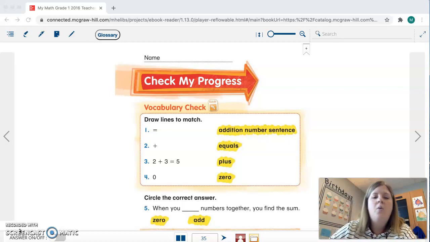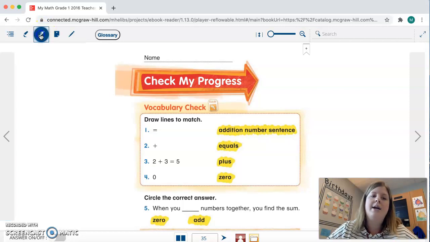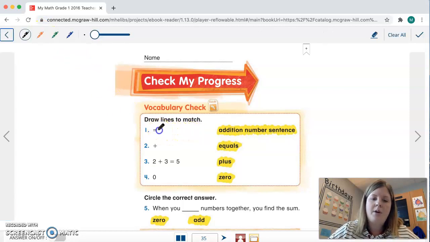All right, so number one has an equal sign, okay? Because this over here says addition number sentence equals plus and zero. So we're going to draw a line from the equal sign to the word equals, okay?